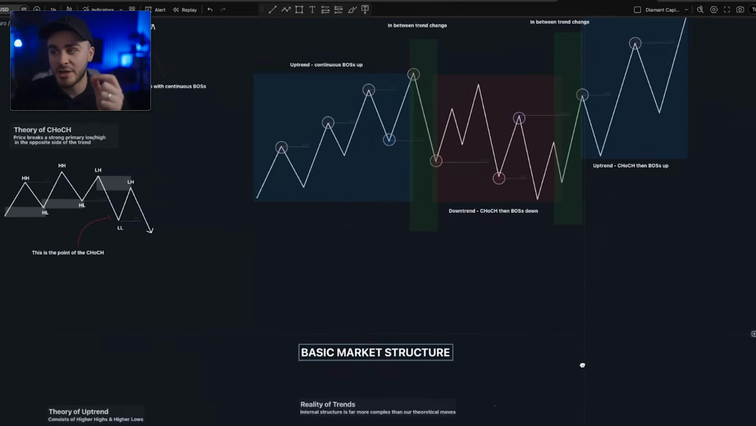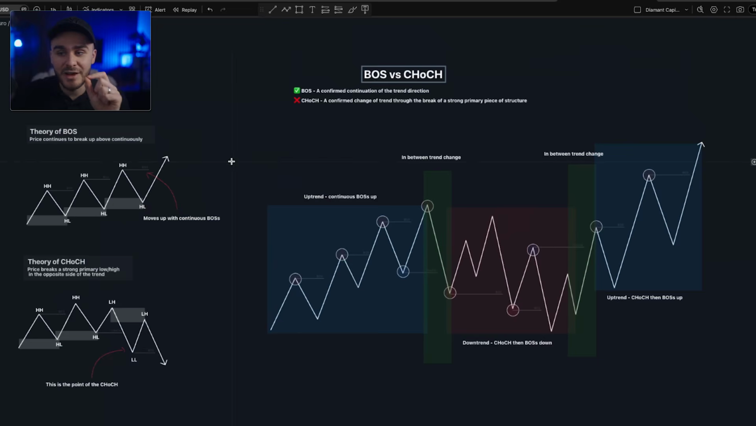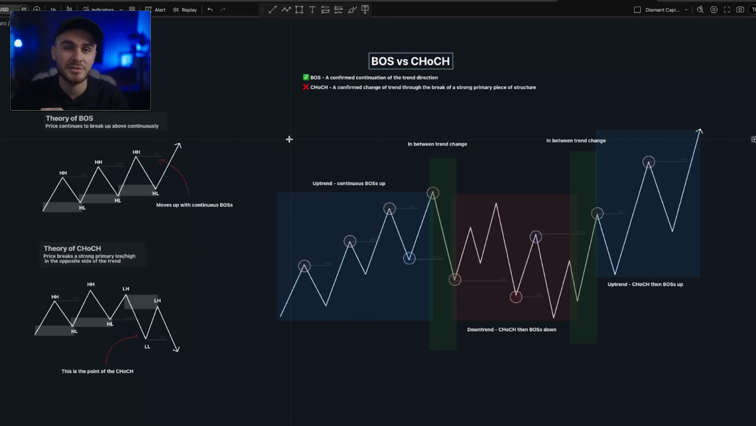Now, the idea behind market structure is essentially what type of trend are we in? Are we in an uptrend? Are we in a downtrend? Or potentially are we consolidating? But one thing that many people actually forget to comprehend is the fact that there are these in-between periods. Now, these in-between periods are essentially ranges where you're going from breaker structures to change of characters. I'll show you an example.